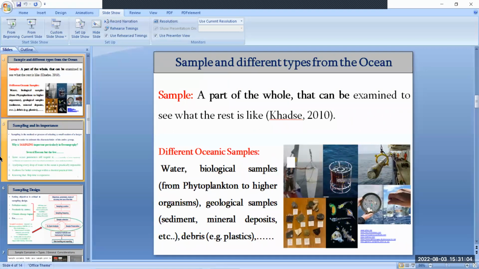To put it simply, a sample is a part of the whole that can be examined to see what the rest looks like. We have different oceanic samples. We have the water itself. We have biological samples, ranging from phytoplankton to higher organisms. We have geological samples, talking about sediment and mineral deposits, and we also have debris, in terms of plastics and other solid materials that you might be interested in sampling from the ocean.